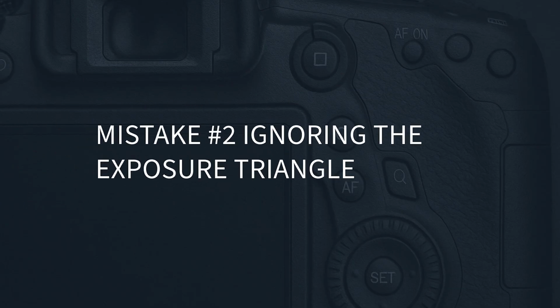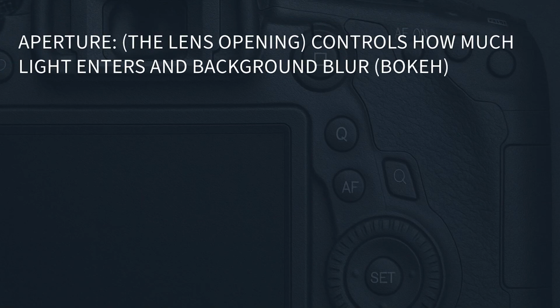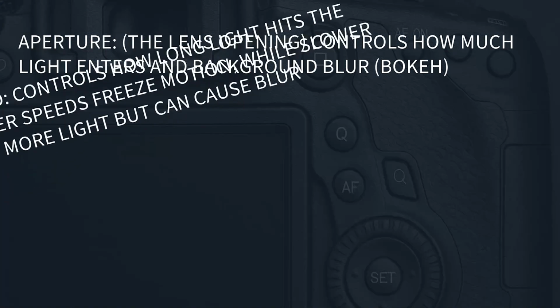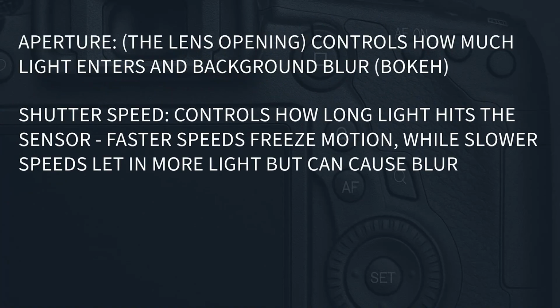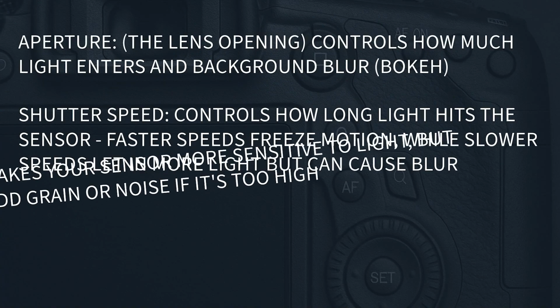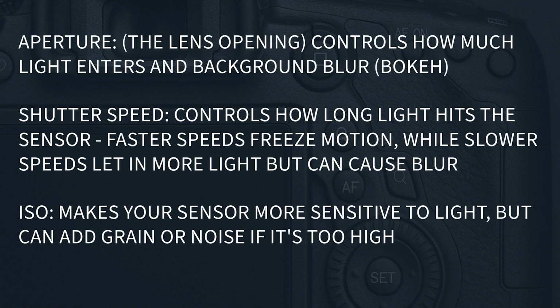Aperture, shutter speed and ISO work together to control exposure, but many beginners only focus on one and forget the others. The aperture controls how much light enters and also affects background blur. Shutter speed controls how long light hits the sensor; faster speeds freeze motion, while slower speeds let in more light but can cause blur. ISO makes your sensor more sensitive to light but can add grain or noise if it's too high. Understanding the exposure triangle is where your journey really begins.